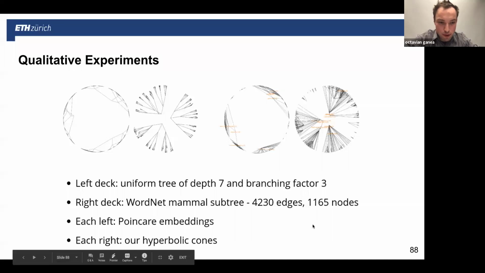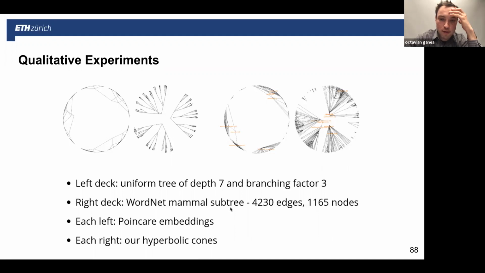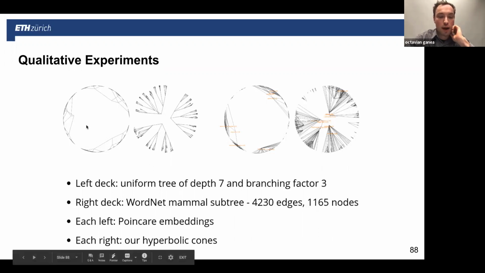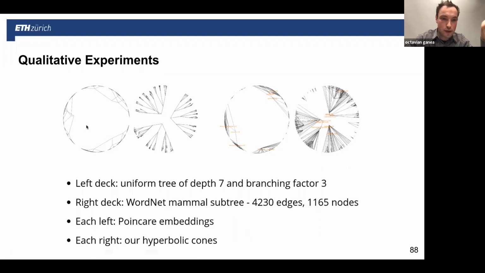We also did some qualitative experiments, and I'm showing here the WordNet mammal subtree on the right side, and on the left side we have a uniform tree of depth 7 and branching factor 3. This is how the embeddings look when we compare Poincaré embeddings, on the left side, and on the right side our hyperbolic cones. You can see that the Poincaré embeddings are somewhat collapsed, whereas our hyperbolic cones are at least visually somewhat nicer.